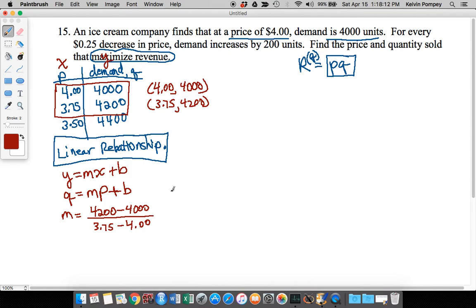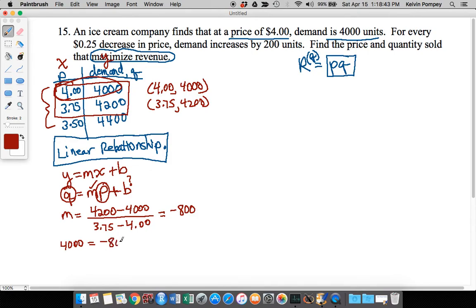And what I'm going to do, once I simplify all that stuff together, I'm going to end up with negative 800. Okay? So I know my m is negative 800. Now I need to find out what b equals. Well, for me to find out what b equals, I need to plug in a value for q and a value for p, and I have a bunch of those values here, right? So I'm just going to choose the one that they gave me initially. Okay? So I'm going to plug in 4,000 for q.